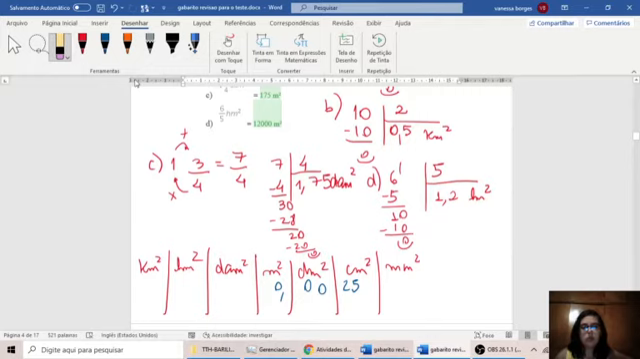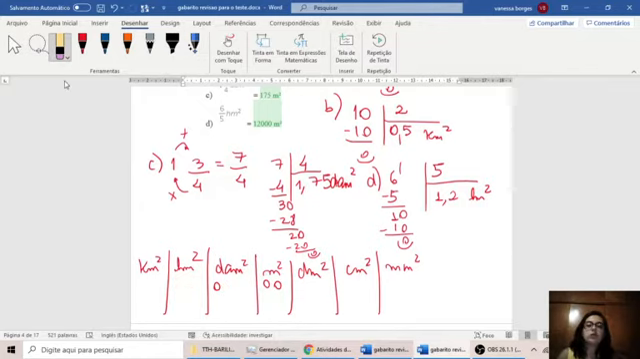So I'm going to erase here, for I have space. So I'll change from 0.5 kilometers square to meter square. So I fill each one with a 0, and I erase this 0 and comma here. So it's the same as 500,000 meters square, right?